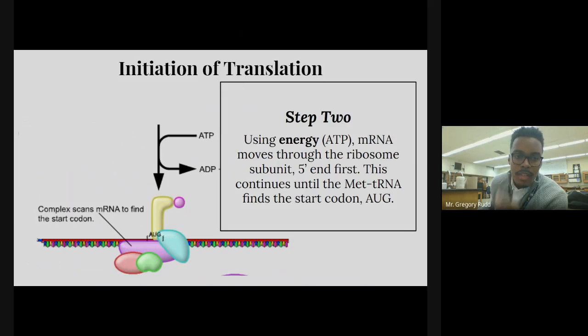And this is going to continue until the small ribosomal subunit finds that start codon, and then it kind of gets locked in.